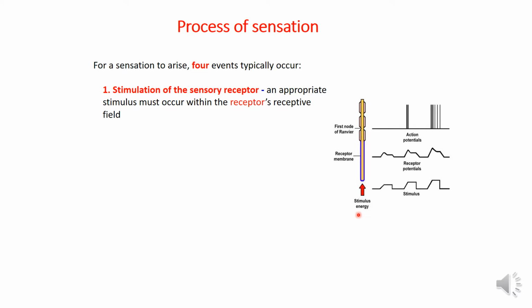Maybe light for the photoreceptors, maybe touch for the touch receptors in your skin, maybe temperature changes, for example, the sensation of warmth or coldness. This is a form of energy, and this form of energy is going to produce stimulation of the receptor. And as we mentioned before, each type of receptor has its specific stimulus.